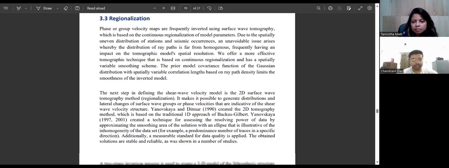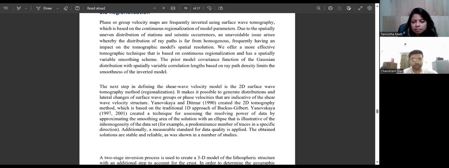The next step, ma'am, is defining the shear wave velocity model from the dispersion curves that I showed earlier. That was done using this regionalization method, which is a two-stage surface wave tomographic method. It mainly makes it possible to generate distributions and lateral changes of surface wave group or phase velocities that are indicative of the shear wave velocity structure.